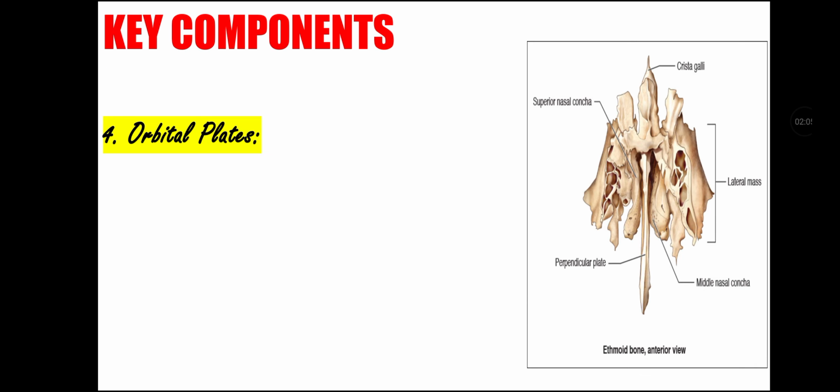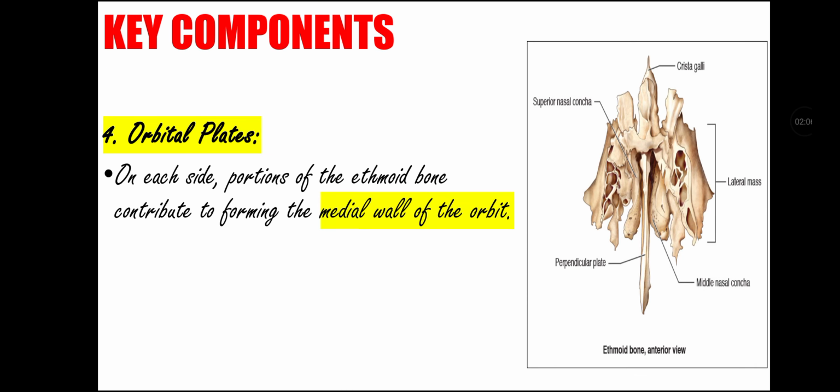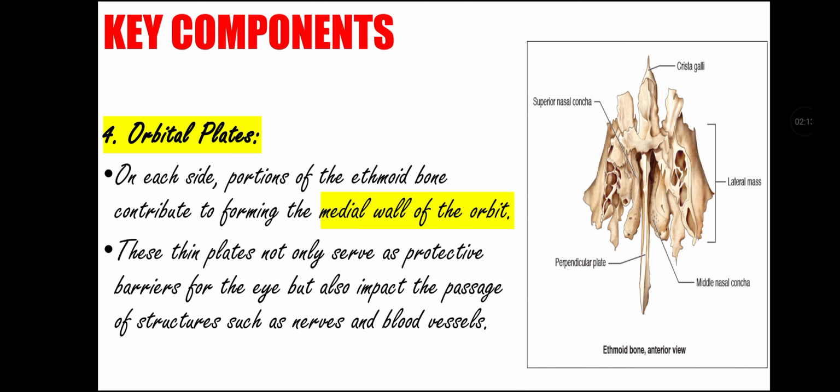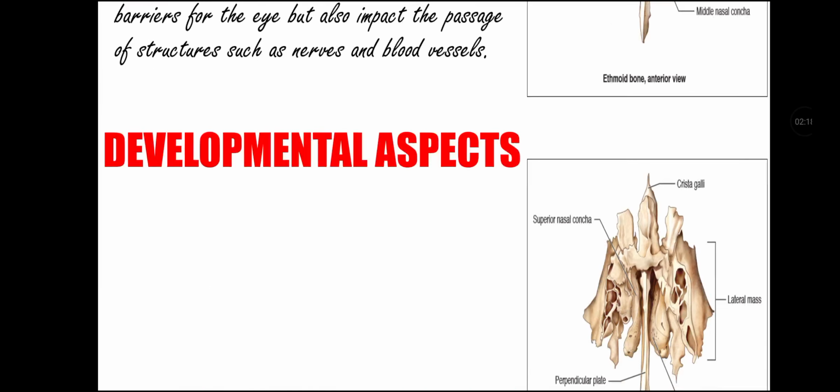Next key component is orbital plates that on each side portion of ethmoid bone contribute to forming the medial wall of orbit. These thin plates not only serve as a protective barrier for the eye but also impact the passage of structures such as nerves and blood vessels.